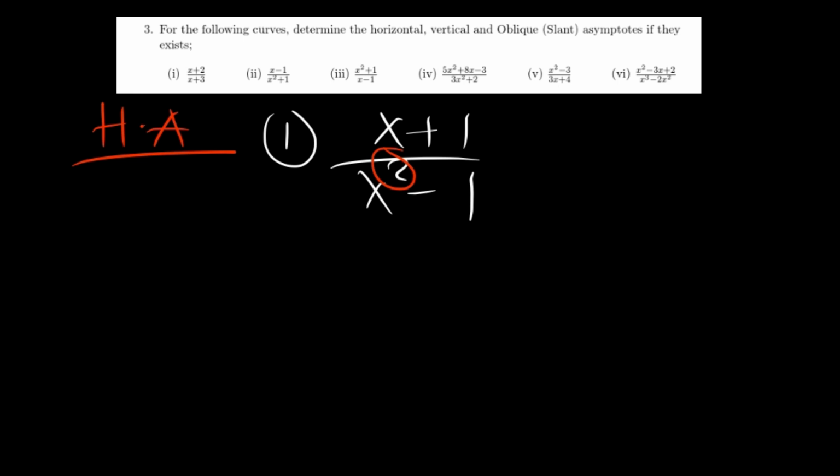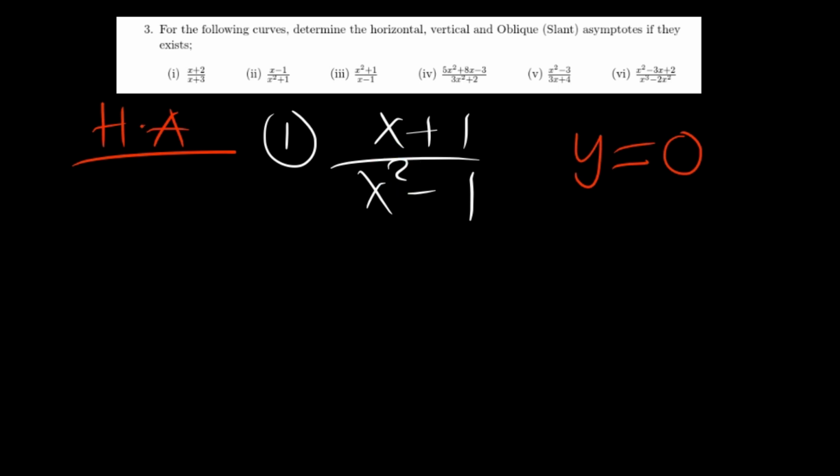In this case, we've got x to the power 2 and x to the power 1. So the denominator, as we can see, has a higher degree compared to the numerator, right? Therefore, in this case, y is equal to 0 is going to be the horizontal asymptote in every case when the denominator has a higher power.